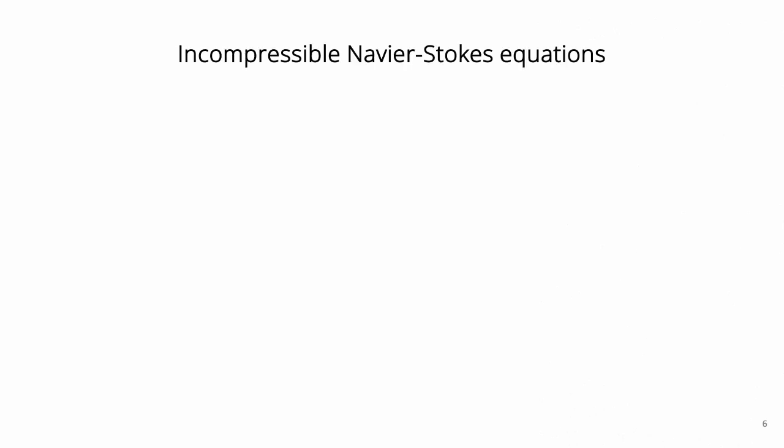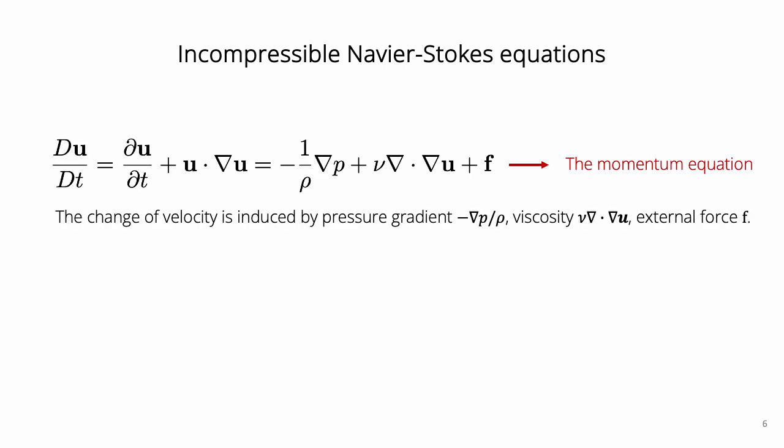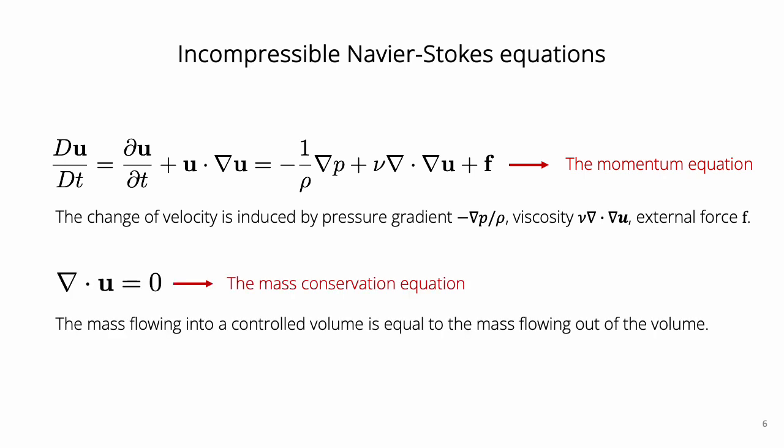Many fluid systems can be described by the incompressible Navier-Stokes equations, including the momentum equation, which describes how velocity changes due to pressure, viscosity, and external force, and the mass conservation equation, which states that the fluid velocity should be divergence-free, such that substances in the fluid flow do not emerge or disappear.